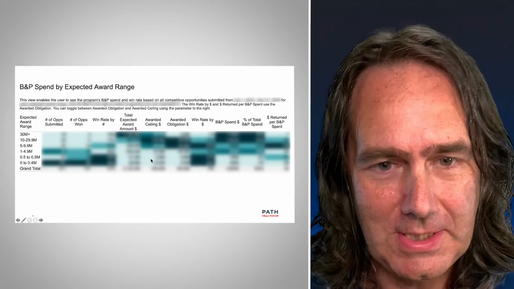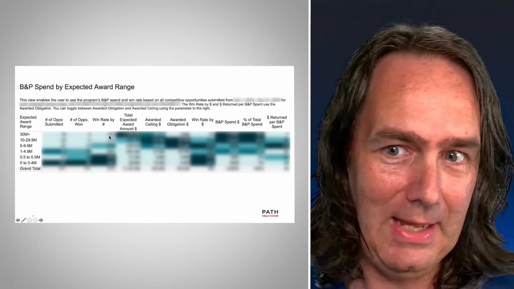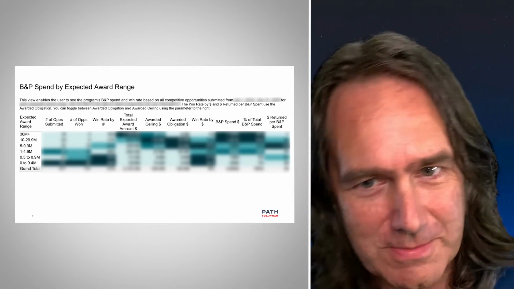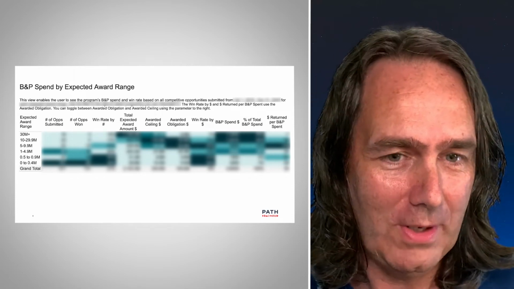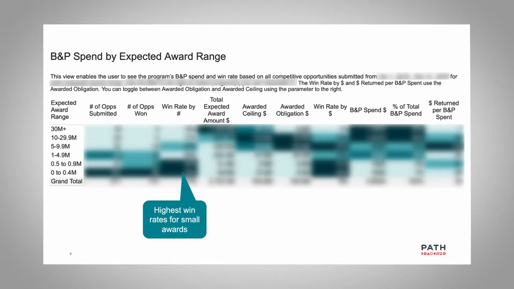On the colors, the way to look at them is lighter means lower and darker means a higher value. In a number of cases, higher is better, though not necessarily. One of the stories we're talking about is we spend too much on small awards. If we look at those small awards between $0 and $1 million, this is the darkest section, where we actually have our highest win rate. And it's also where we spend the least amount of money in terms of BNP, that bid and proposal money.